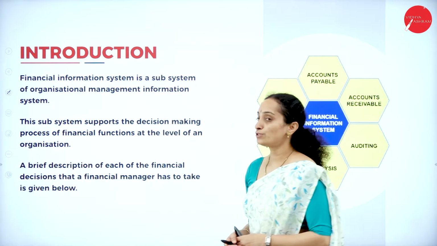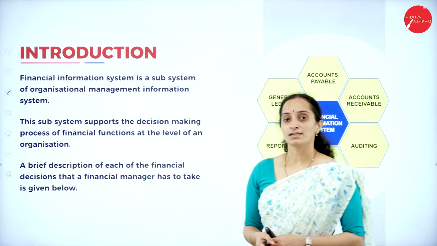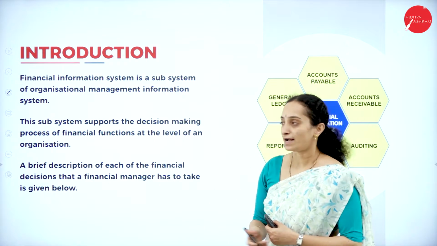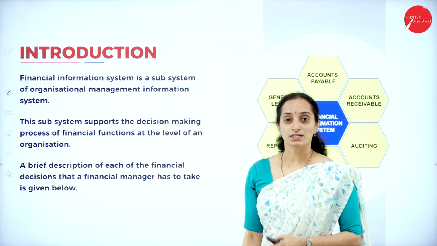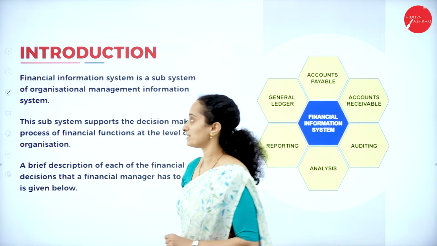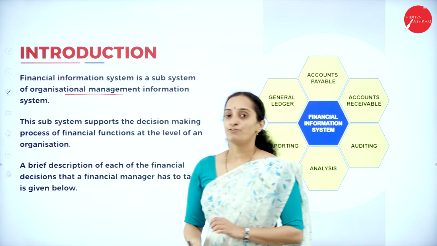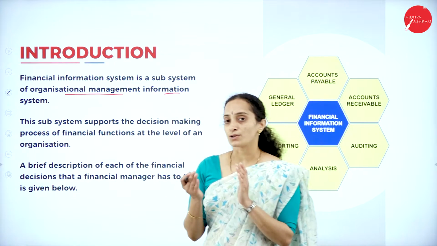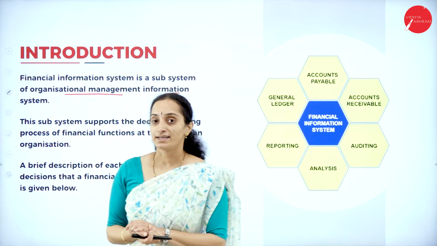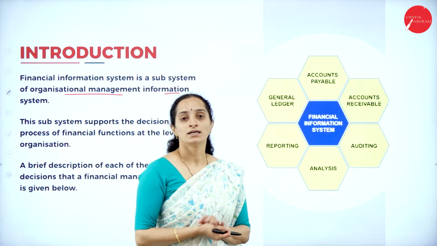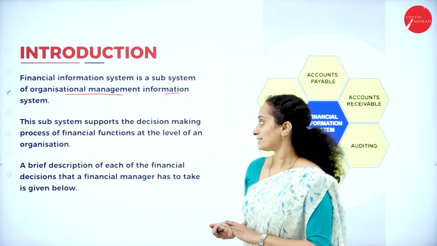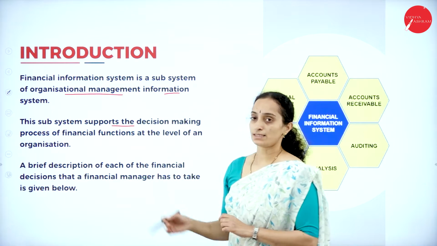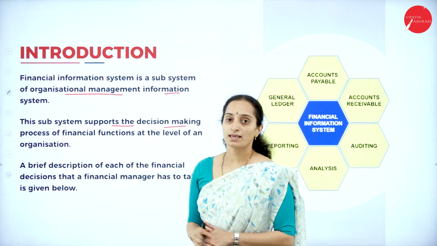The first thing we need to know is what is a financial information system. Okay, so the definition says that it is a subsystem. Okay, it is not an independent system. It is a subsystem of the organization's management information system. It is included in the MIS. It is not an independent one, but is included in the management information system. Okay, the subsystem, what it does is it supports the decision making process.